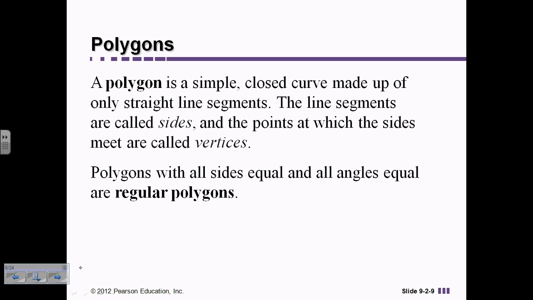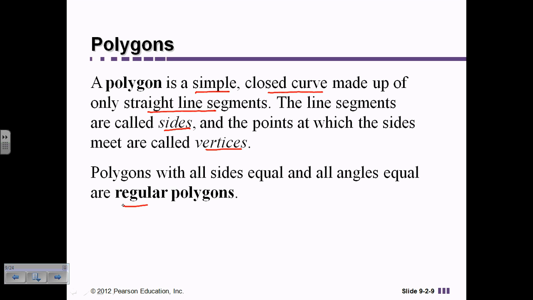So a polygon is a simple, so remember simple means that there are no overlapping lines, closed curve, which means all the beginning and ending points are the same, made up of only straight lines, so there are no curved segments, and the line segments are called the sides, and where they meet are called the vertices. So polygons could be like a rectangle or a square or a triangle or a trapezoid. These are the different things we're going to talk about today.